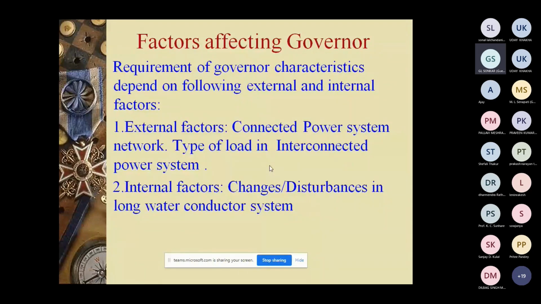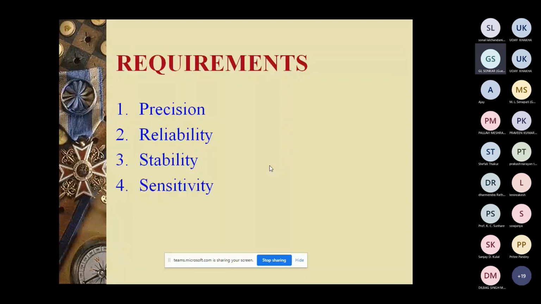These are the disturbances in the long water conductor system. That means where the HRT is very long, the requirements are: precision, good reliability, stability, enough sensitivity. Even tiny changes in the speed should be sensed by the governors. And stability: if there are some transient changes, it should not be destabilized. Reliability.